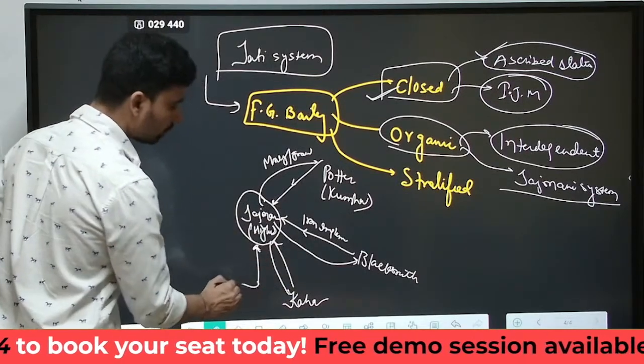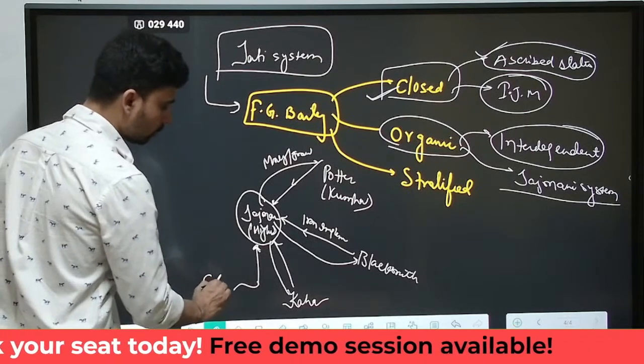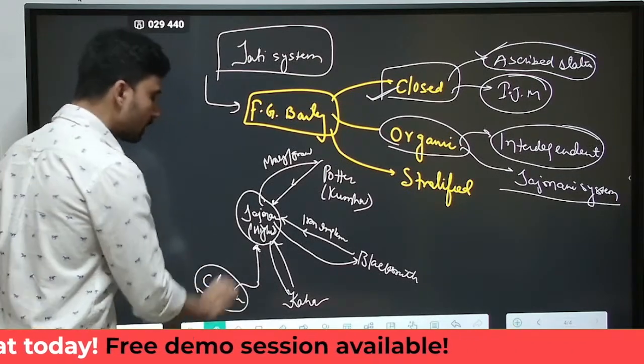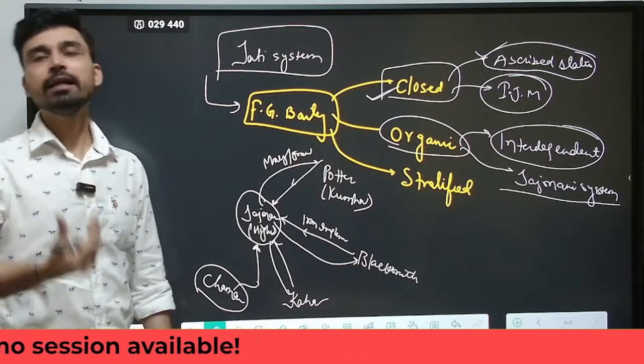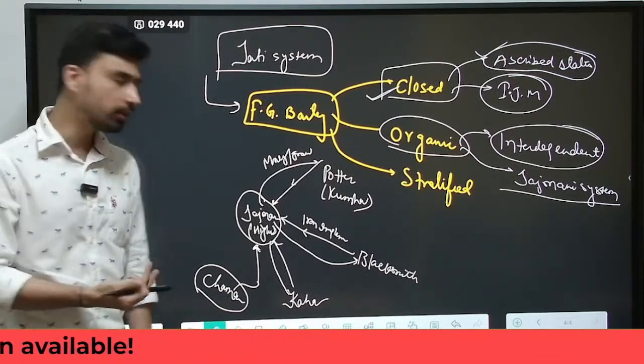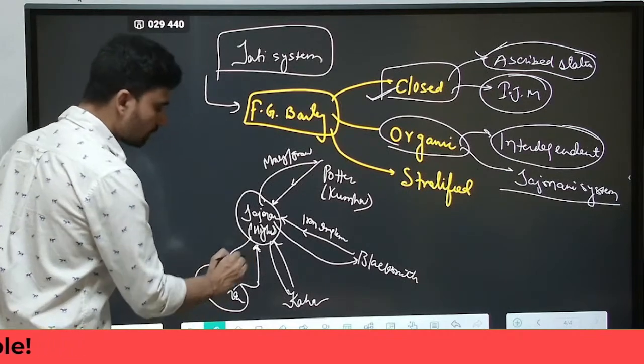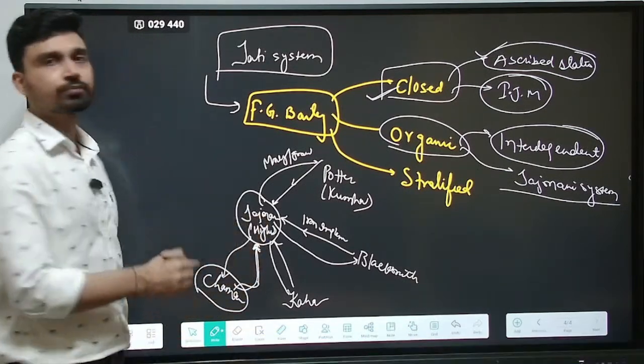Then apart from that, we also have a caste that we can call Chamar. The Chamar caste were traditionally involved with making leather-related items, so making of shoes, belts and all these things. That is also how Jajmans are related to the Chamar caste.